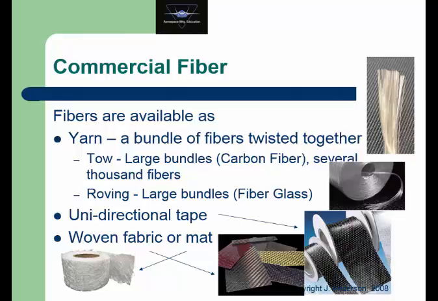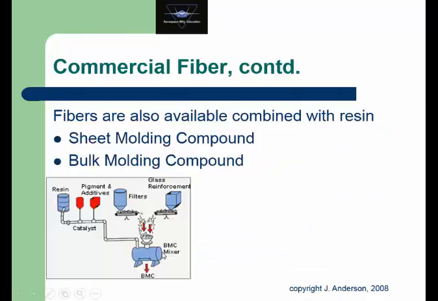Yarns are bundles of fibers. They're a tow if they're carbon fibers. They're roving if they're fiberglass. We have unidirectional tape, and we've seen unidirectional tape being applied for the Boeing 787 fuselage in the film we watched in the intro to composites. And we have woven, fabric, and mat. We also can get a couple of other things, processes we haven't really talked about yet. We have a process called compression molding, and I have a short film here I'll show you on compression molding.